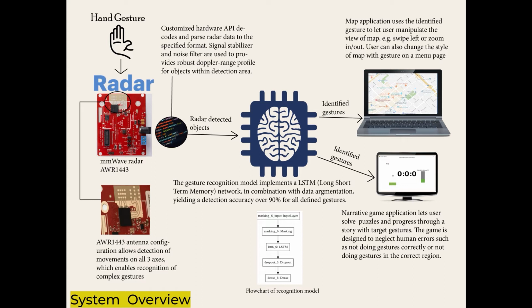The identified gestures are then sent to 2 applications that we have developed to showcase sample use cases of a gesture recognition system. One is a map application that lets users manipulate the view of the map with gestures, for example, swiping left or zooming in. The other is a narrative game that we have designed that lets users solve puzzles and progress through a story with gestures.